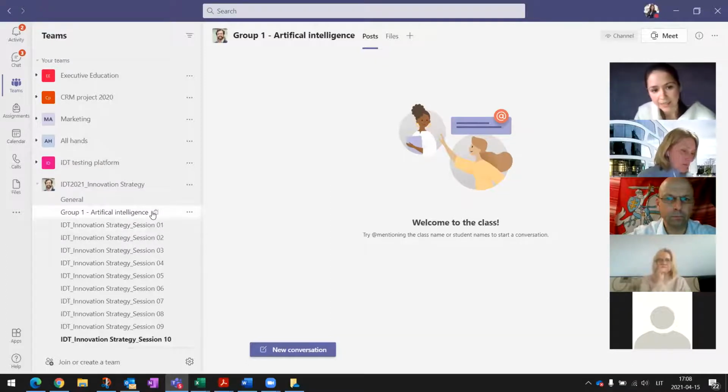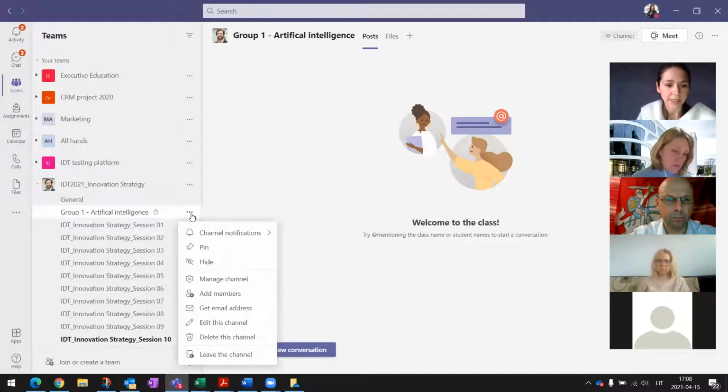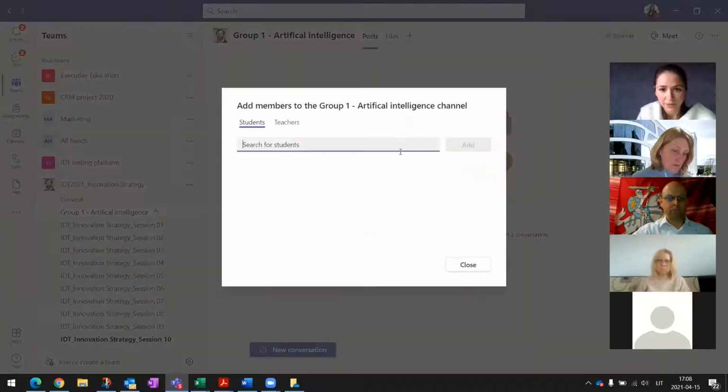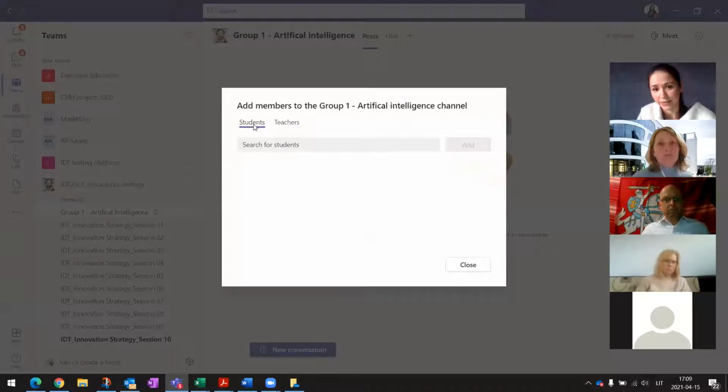And here you can see this locked sign, which shows that this is a private group and nobody else except the people you connect will be added and could see the content. As well, you can manage members. Here you can add extra members and you can add the teacher if you would like to.